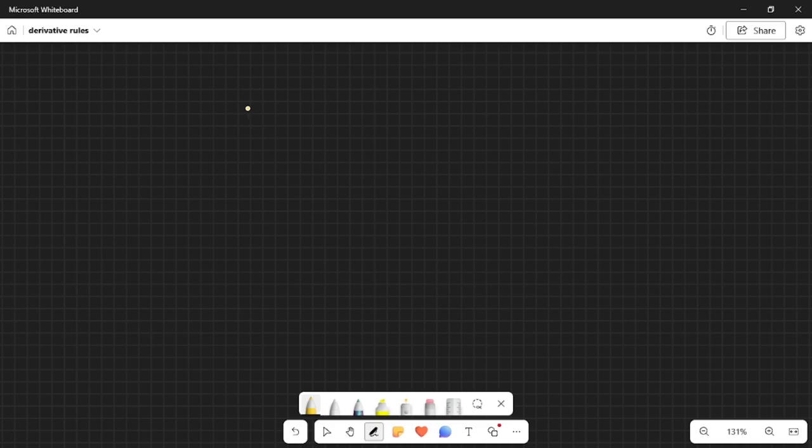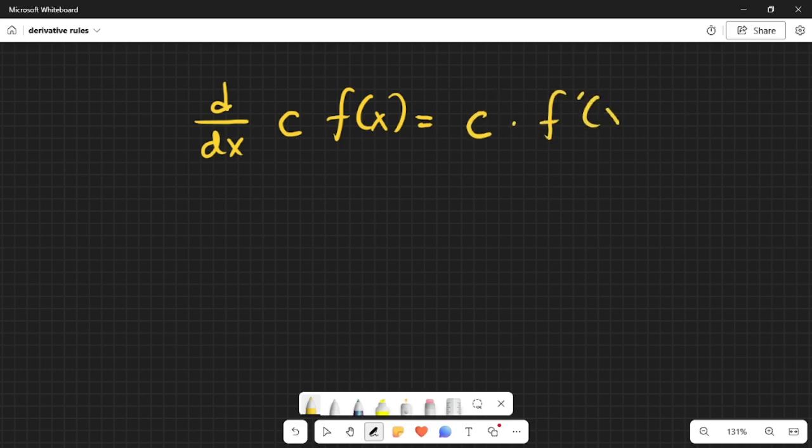The constant multiple rule states that d of dx of a constant multiplied by a function, if you find the derivative of it, you get the constant multiplied by the derivative of the function. All you have to do is put the constant outside the derivative, and then take the derivative of the entire function.